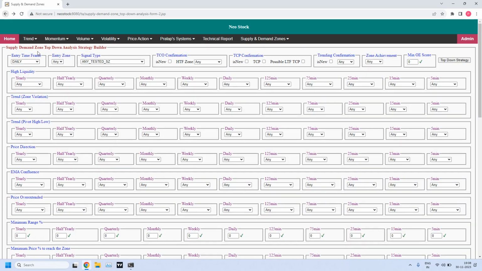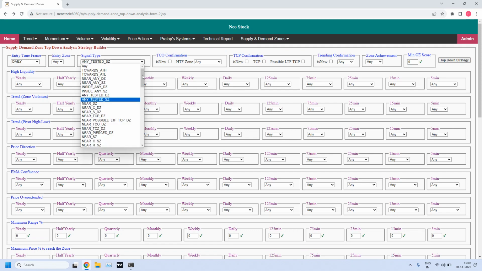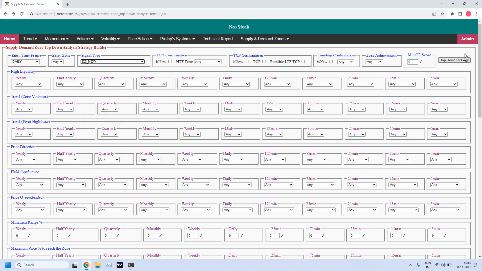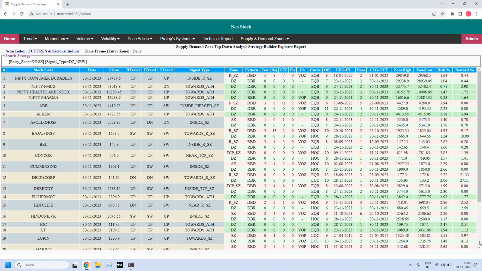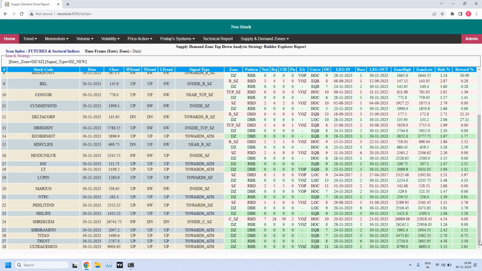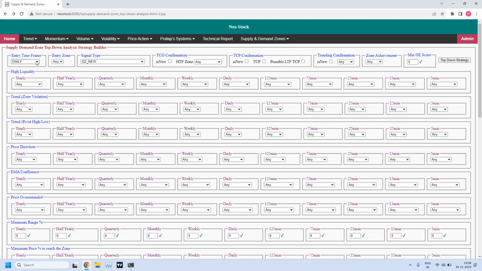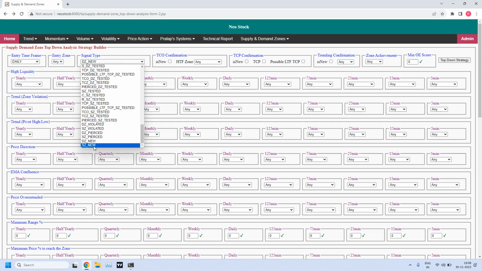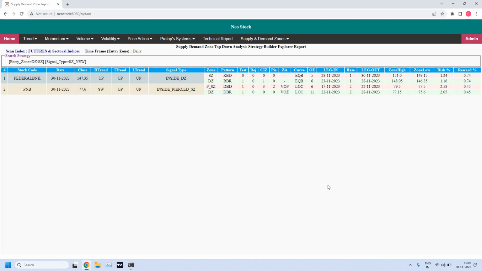Let's go back. Entry time frame daily. Let us find the stocks having newly created daily demand zones. So these 28 stocks are having newly created daily demand zones. So let's go back. For entry time frame daily, let us find the stocks having newly created daily supply zones. Only 2 stocks are having newly created daily supply zones.